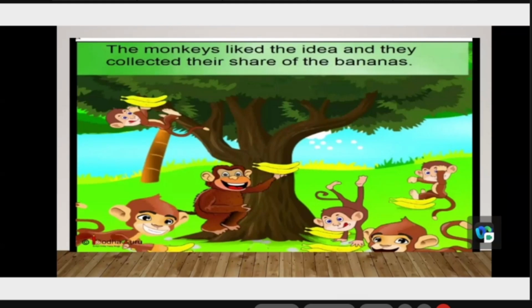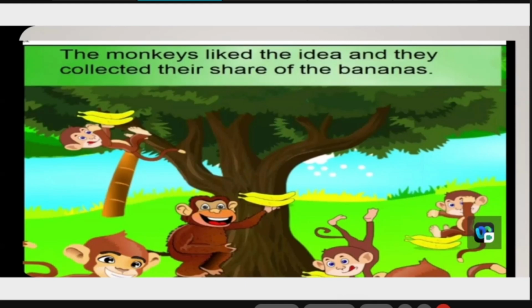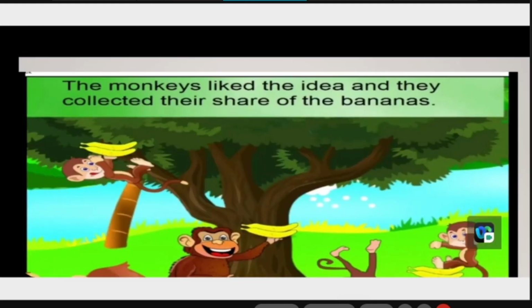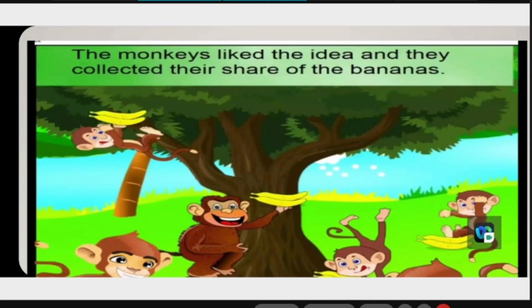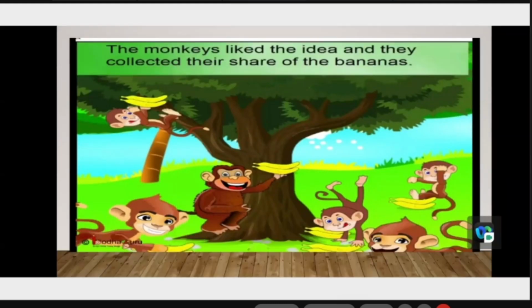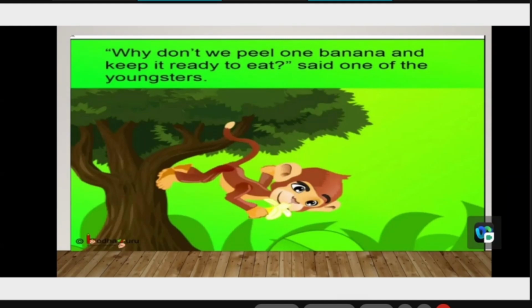The monkey like the begin idea and they collected that there sad for of the bananas. Very good, Vidat, superb. So will you read one more sentence for me? Yes. Quickly read this also, Vidat.